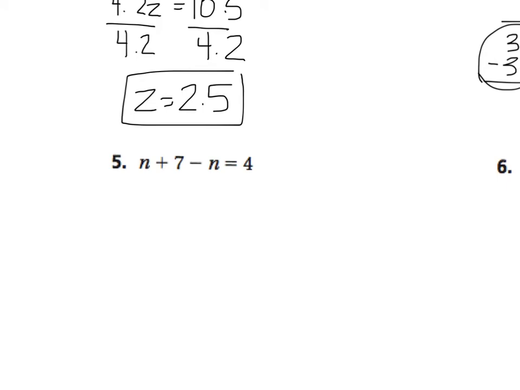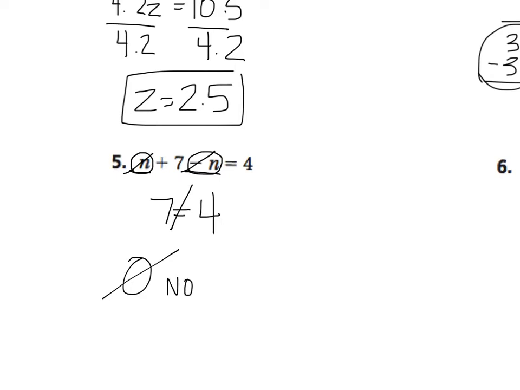On number 5, since these two n's are on the same side, I can combine my like terms. n minus n gives me 0, so those cancel off, and I'm left with 7 equaling 4. Well, 7 will never equal 4, so our answer is either written like this, or you could write it out, no solution.